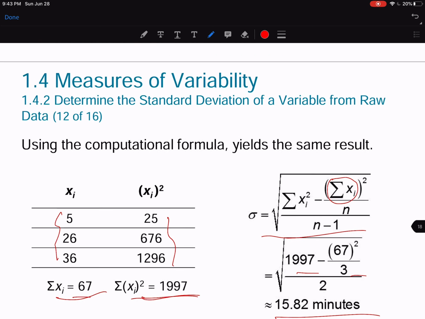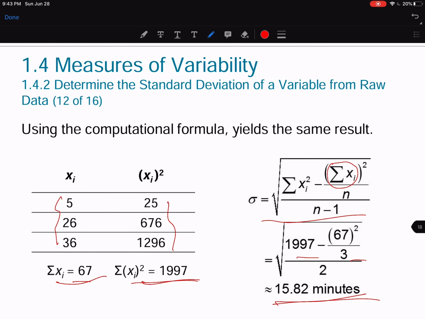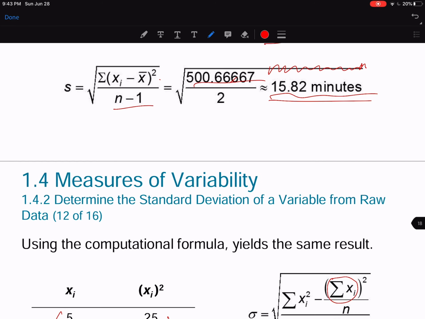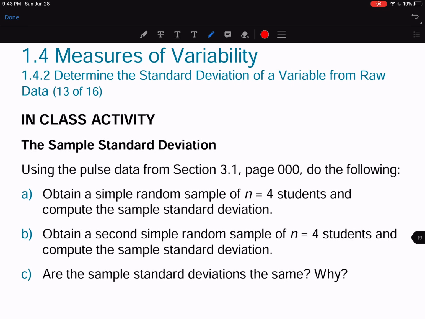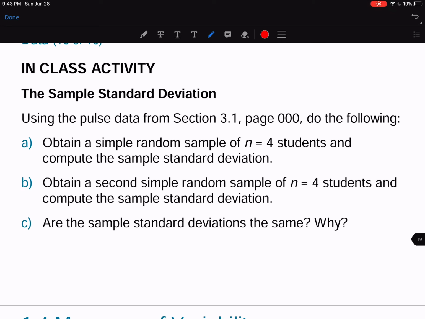Okay, and we got exactly the same thing as what we got up here, because those two formulas are completely equivalent to each other. All right, that's pretty much how to calculate the sample standard deviation. This part is designed for the face-to-face class, so we skip that over here.